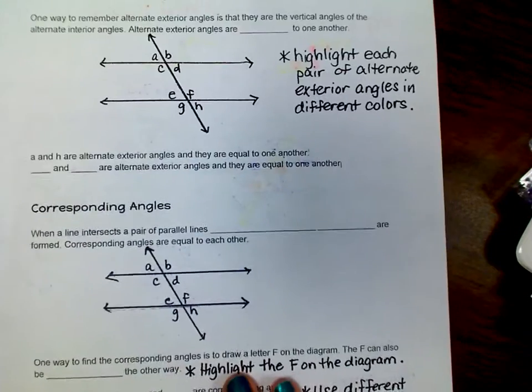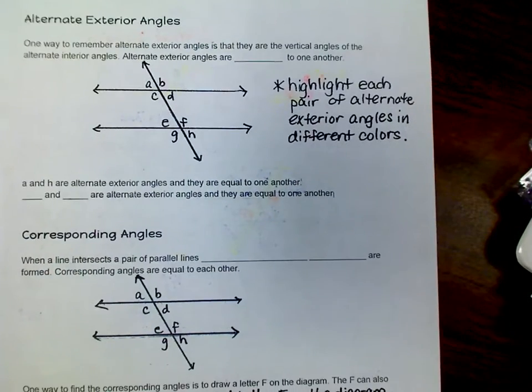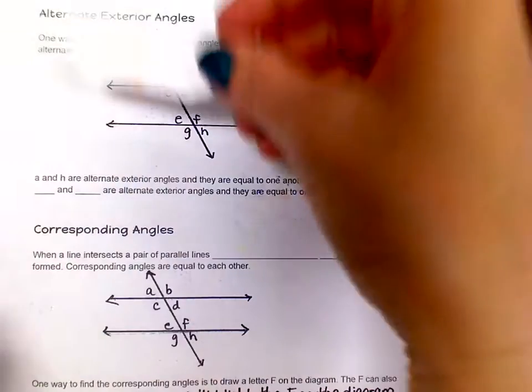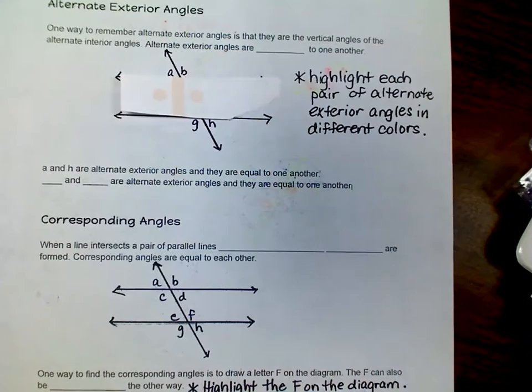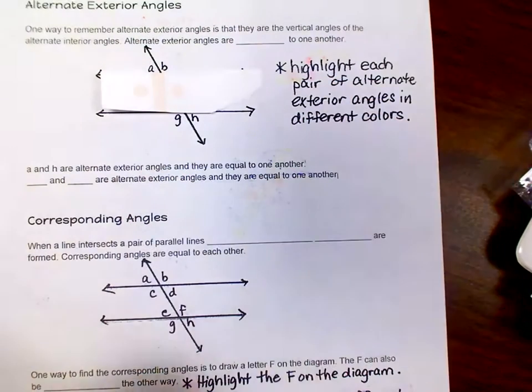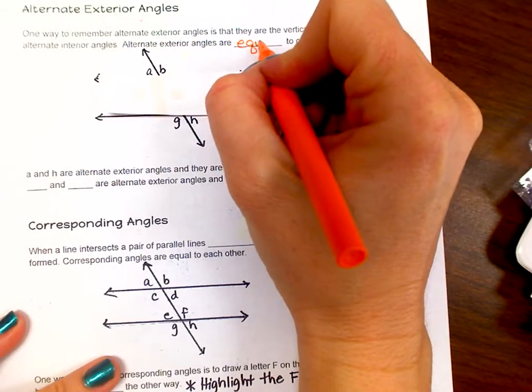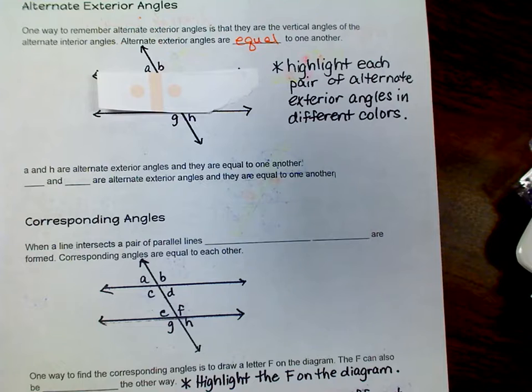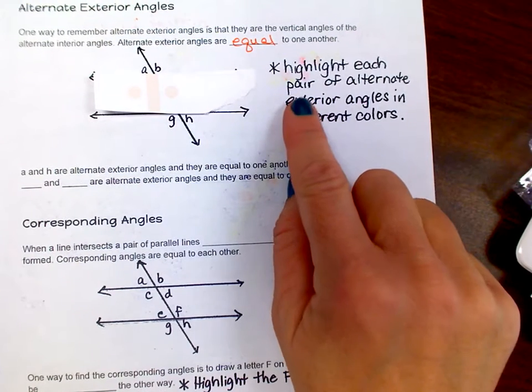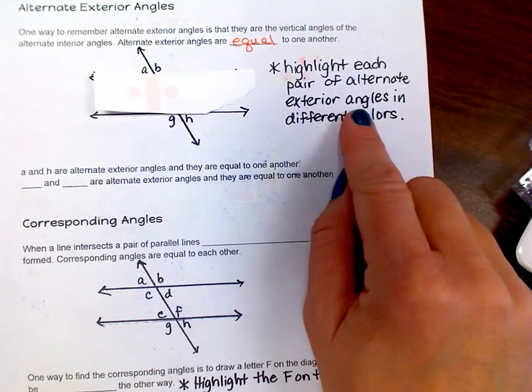Flip it over, alternate exterior angles. So now we're going to focus on the outside of the parallel lines. I'm going to focus on the outside angles. One way to remember alternate exterior angles is that they are the vertical angles of the alternate interior angles. Alternate exterior angles are equal to one another.